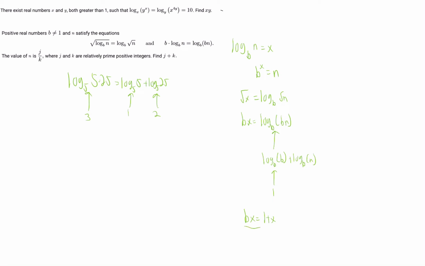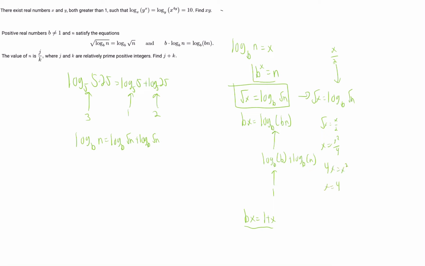Okay, now we've got something relating the b and the x in this equation. Now let's try to use this equation. Here, root of x is equal to log_b root n. Let's see what we can explore with that. Let's use the same identity again. So log_b n is equal to log_b root of n plus log_b root of n, using the same identity. So this is just x over 2. So root of x is going to be x over 2. So then squaring both sides, x is x squared over 4. 4x is x squared, and x is 4.